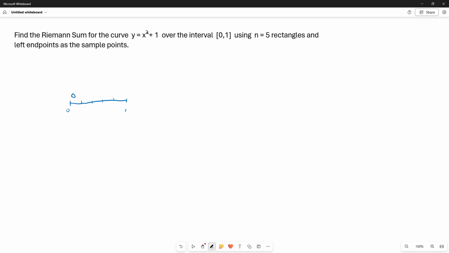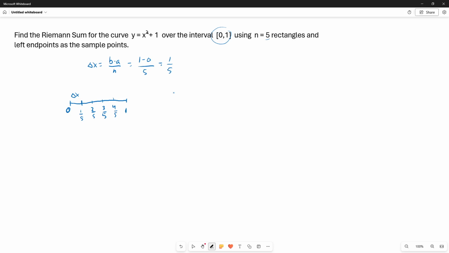and the width of each piece will be delta x, and the formula for delta x is b minus a, which is the width of the entire interval, divided by the number of pieces. So in this case, 1/5. So these partition points here are 1/5, 2/5. You just start with the first one and you keep adding delta x. So 0, 0 plus 1/5, 1/5 plus 1/5, etc. So 3/5, 4/5, and then 5/5, which is 1.